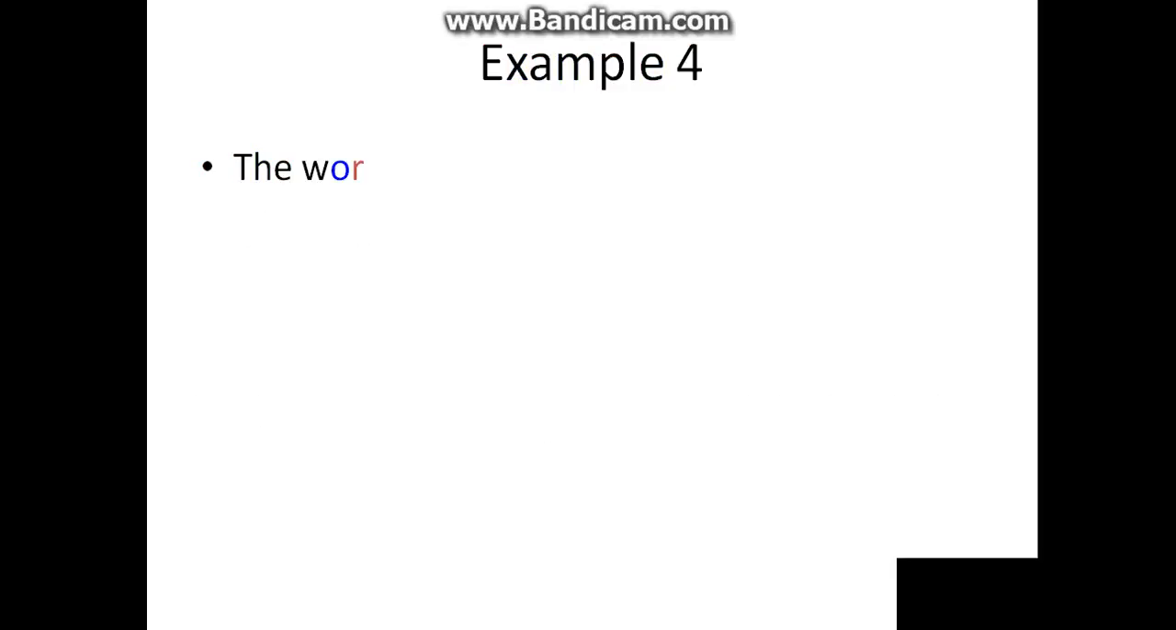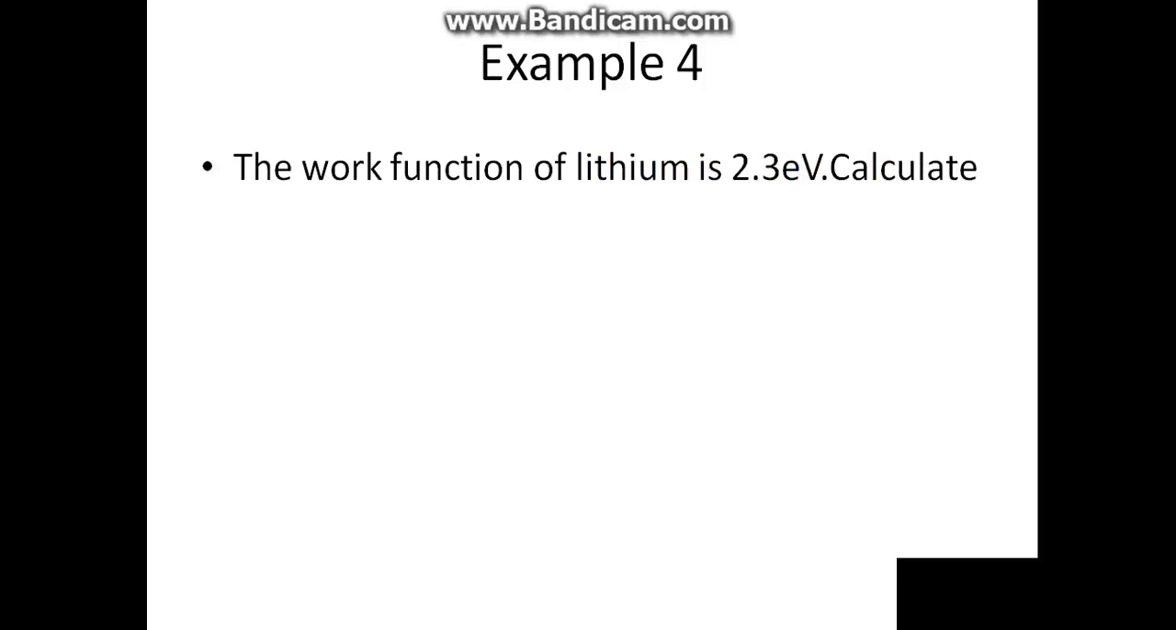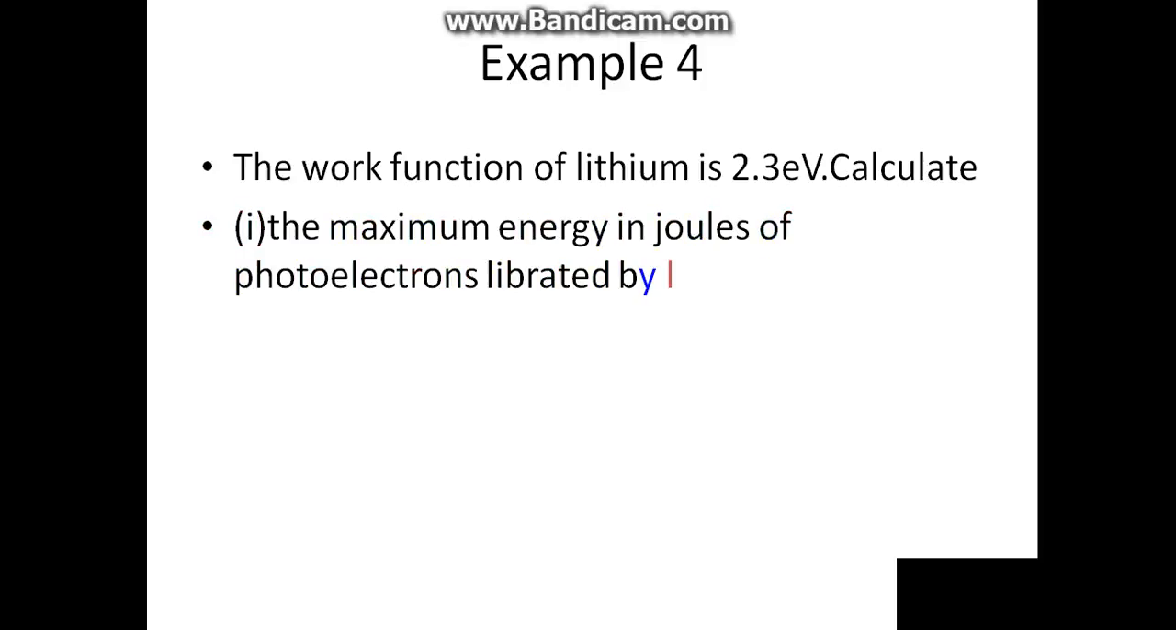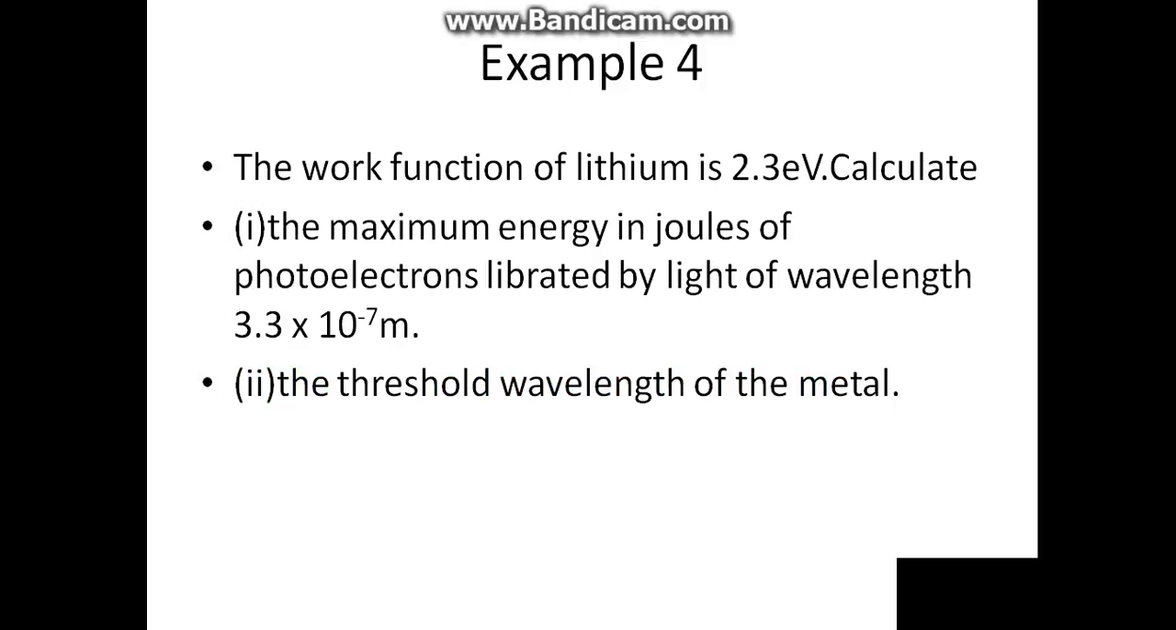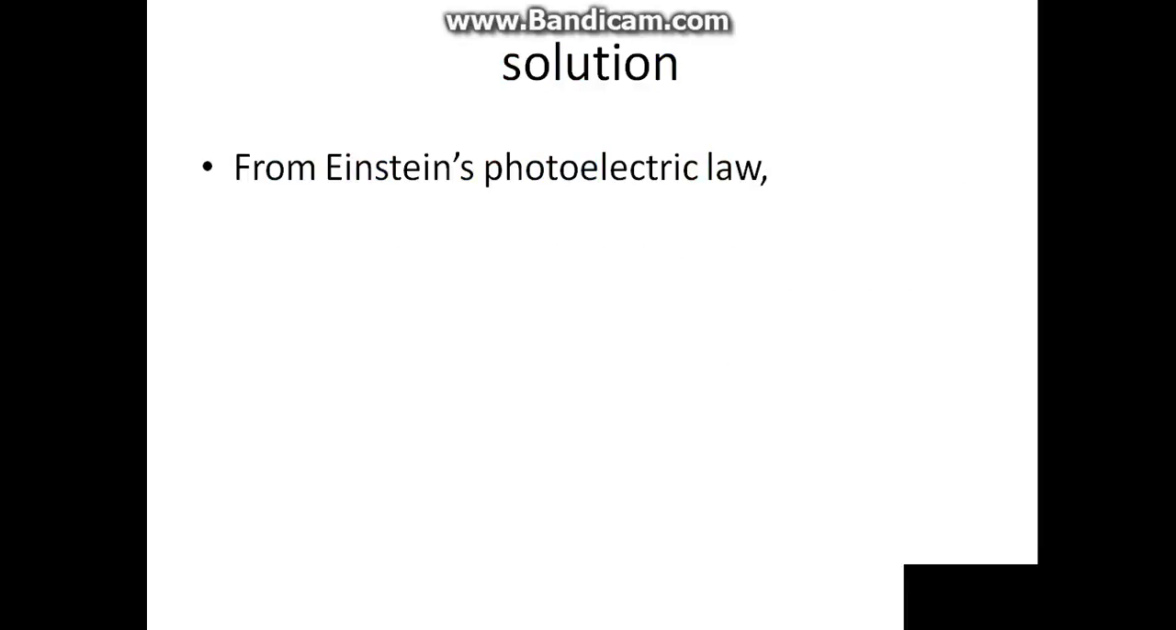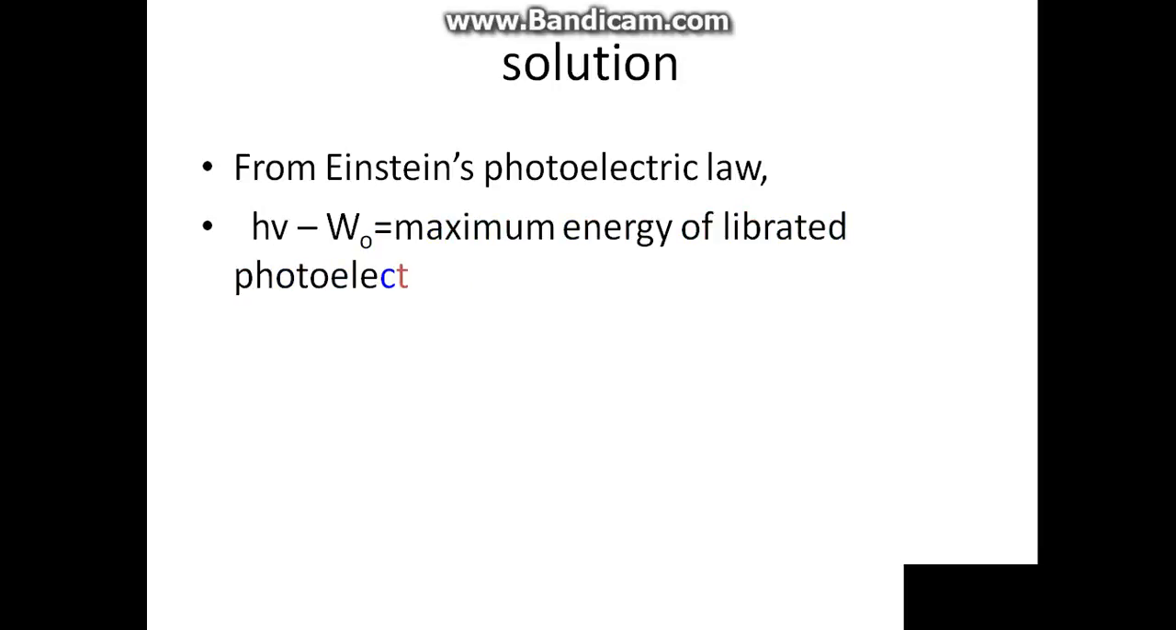Example 4. The work function of lithium is 2.3 eV. Calculate (I) the maximum energy in joules of photoelectrons liberated by light of wavelength 3.3 times 10 raised to the power minus 7 meters, (II) the threshold wavelength of the metal. Solution. From Einstein's photon law, hv minus W0 is equal to the maximum energy of liberated photoelectrons.